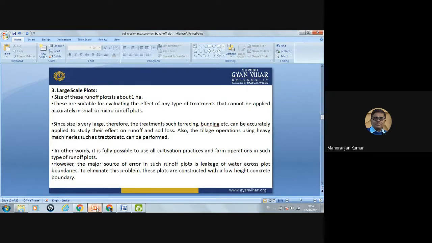So here we have seen the three categories of runoff plots. First one is micro runoff plots, second one is small runoff plots, and third one is large scale plots. Among all these plots, the large scale plot is the most suitable. Here you can check the soil erosion using different types of treatments, like terracing and bunding. So this is the large scale plot.